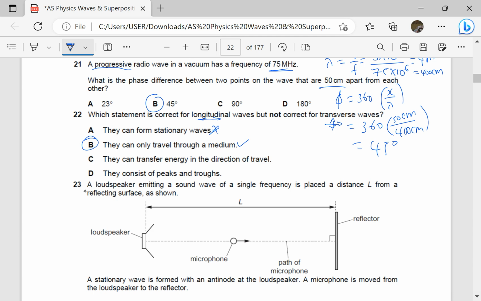They can transfer energy in the direction of travel. Both longitudinal and transverse can transfer energy. They consist of peaks and troughs. Both consist of peaks and troughs. However, longitudinal waves can only travel through a medium. Transverse waves, like electromagnetic waves, can travel through a vacuum, unlike sound waves, which may not travel through a vacuum. They need a medium for their propagation. So the answer here is going to be B. That means C is wrong and D is also wrong.